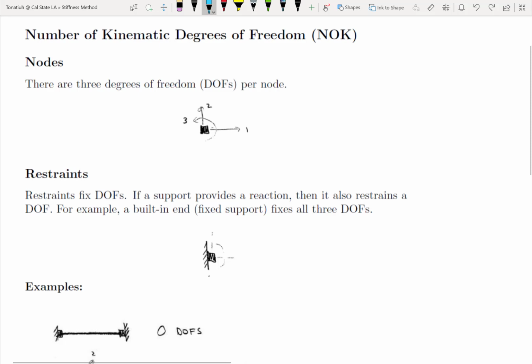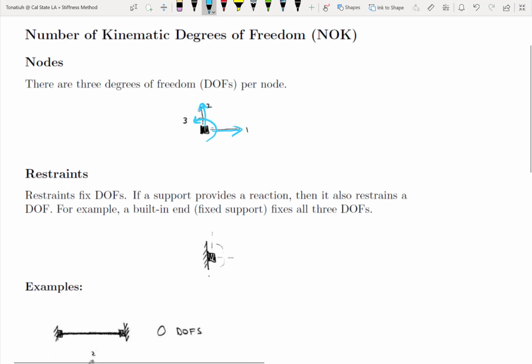The first step in applying the stiffness method is to measure the number of kinematic degrees of freedom. To do so, we first see how many ways the nodes can move. In general, a node can move in 3 ways. It can move horizontally, it can move vertically, and it can rotate.